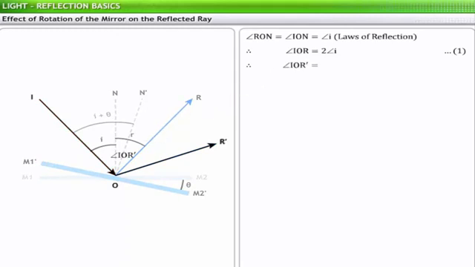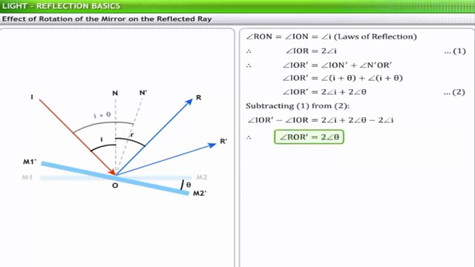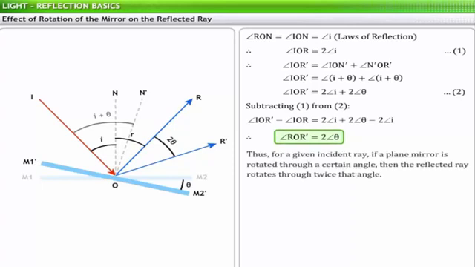From the figure, you can see that angle IOR' is equal to angle ION' plus angle N'OR'. Substituting ION' and N'OR' in terms of I and theta, you get angle IOR' is equal to 2I plus 2 theta. Subtracting equation 1 from equation 2, we get angle IOR' minus angle IOR is equal to 2I plus 2 theta minus 2I. Therefore, angle ROR' is equal to 2 theta. Thus, for a given incident ray, if the plane mirror is rotated through a certain angle, then the reflected ray rotates through twice that angle.